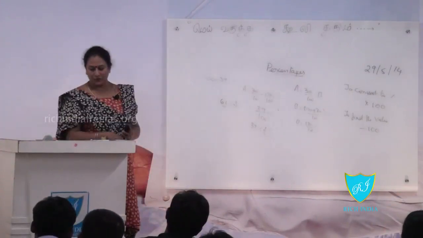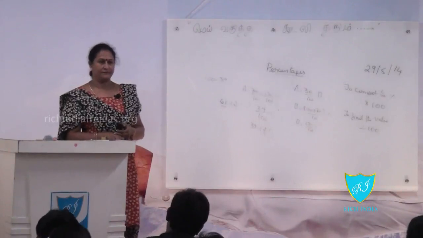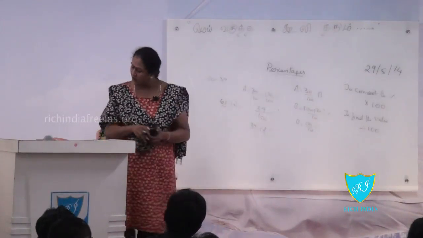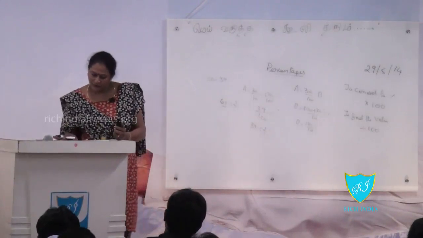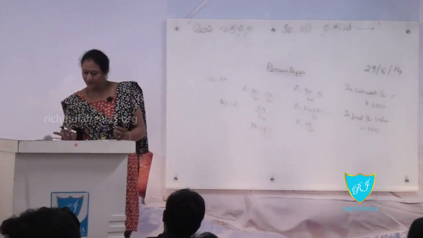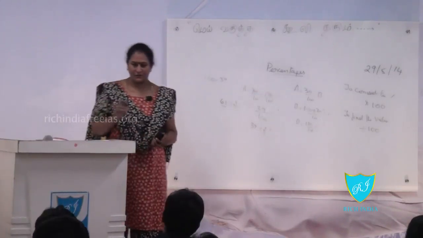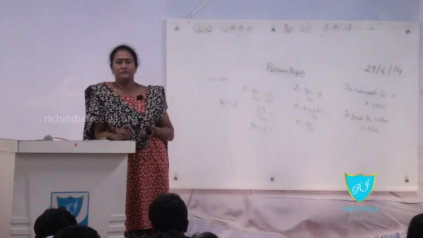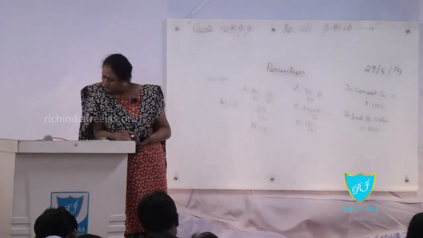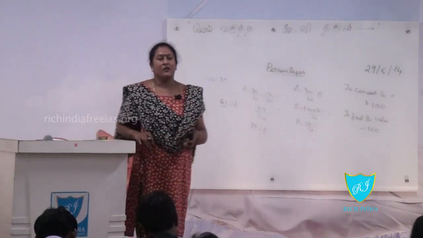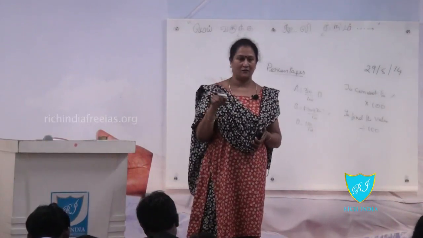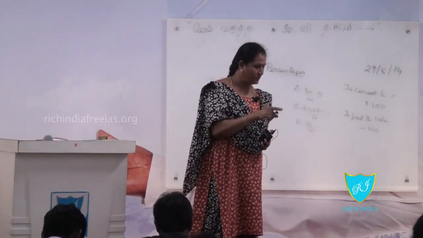And try the fourth question. Male and female, 4,000, 5,000. Up to the third question, did you understand? Do you want me to say anything? You understand?